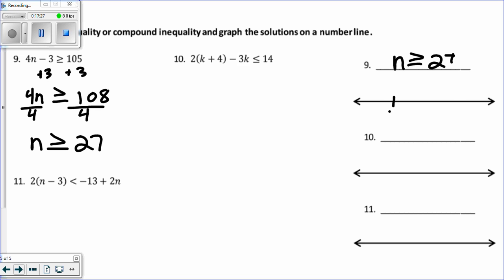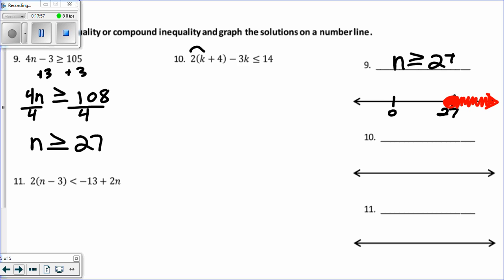So I'm going to put a 0 and a 27 on my number line. I should have a closed circle on the 27 because it's greater than or equal to. And it's saying n is greater than or equal to 27. So if it's greater than, I'm going to shade to the right because the numbers get bigger if you go to the right on a number line. And that answer is complete. So we're going to keep using that process on each one of these.